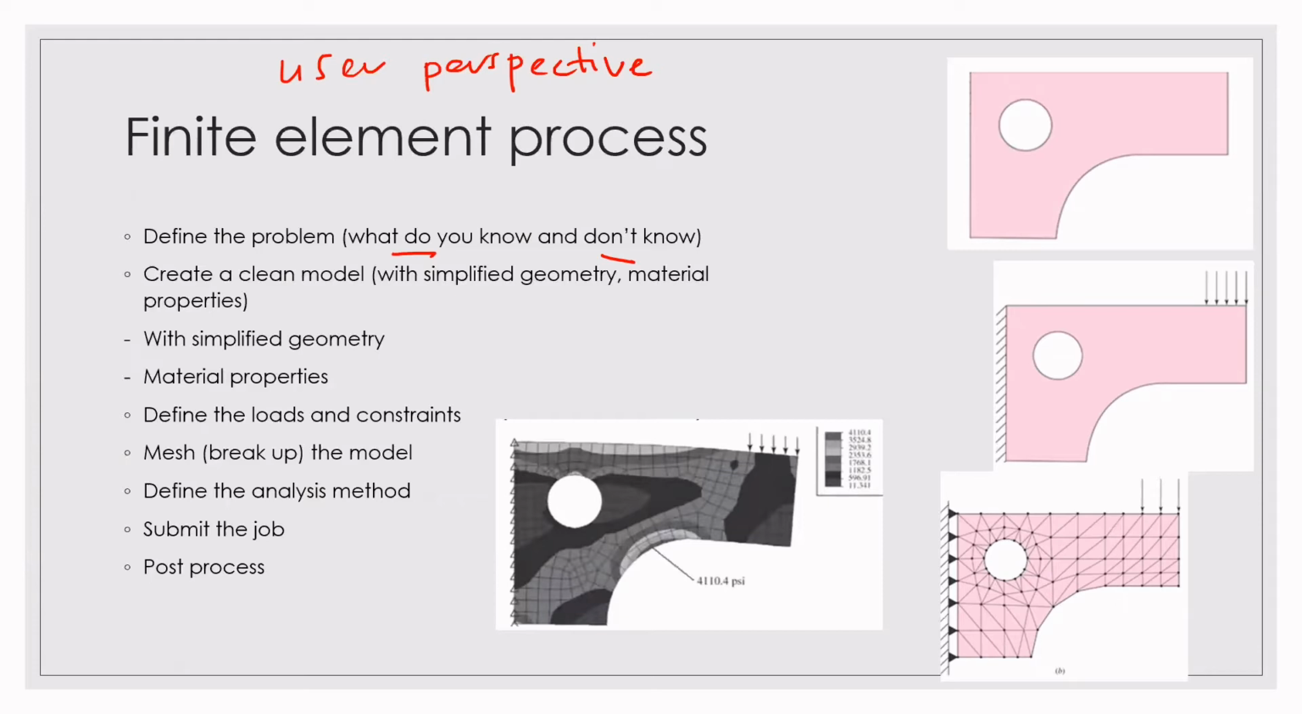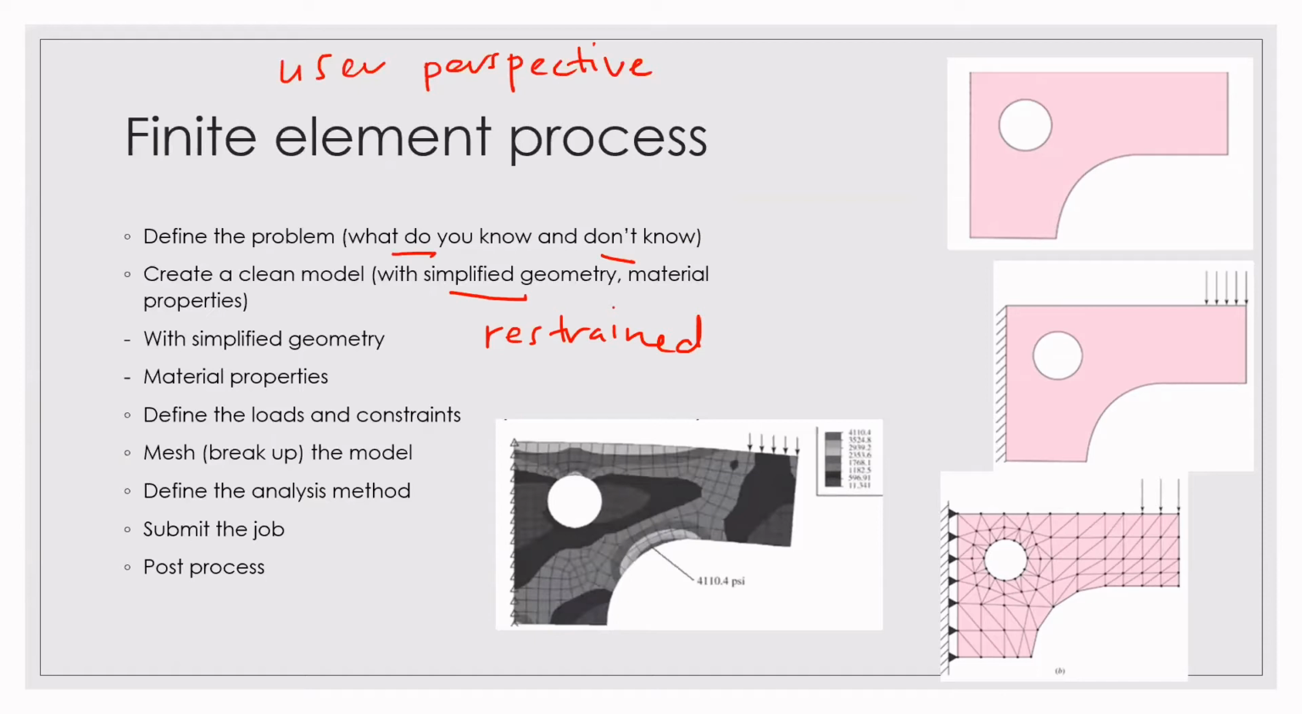Then we define the problem first, then create a clean model. So we need to specify the geometry and the material properties with a simplified geometry, as unsimplified geometry will cause problems in finite element analysis. Then we need to define how the model is restrained from motion, or restrained from a heat transfer condition, or whatever the type of analysis that we are doing. Then we need to apply the loads to it. In the case of a mechanical system, these are forces; in the case of a heat transfer analysis, it might be heat fluxes.